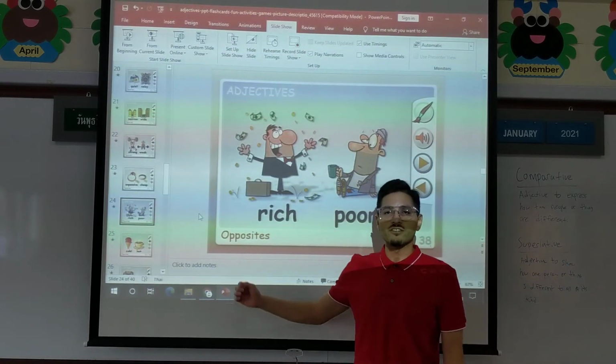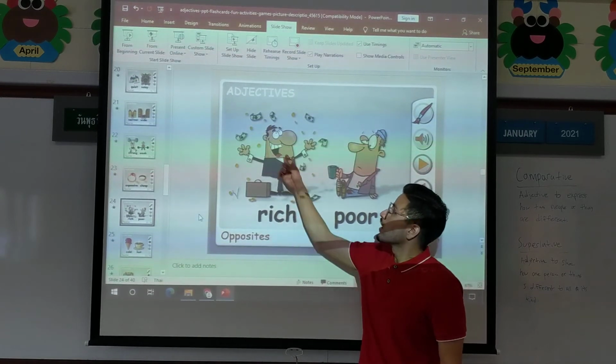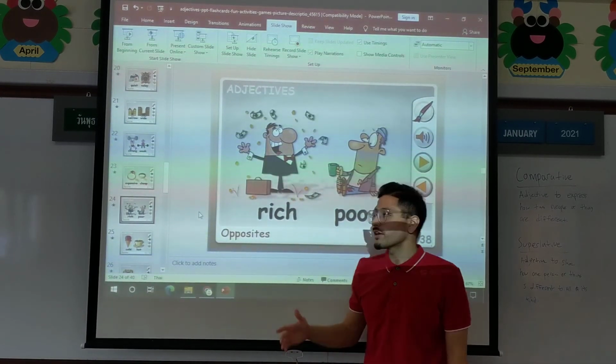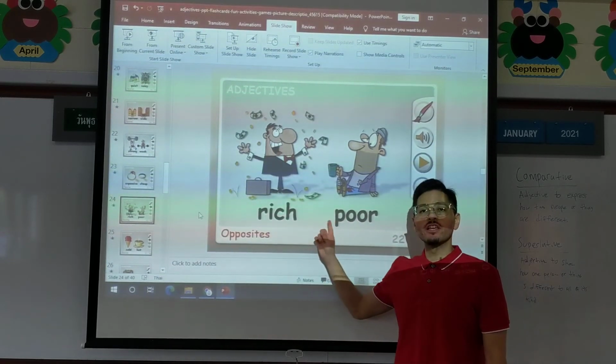Okay, these two adjectives. If you have a lot of money, you are rich. A lot of money. If you don't have a lot of money, you are poor. So the opposite of rich is poor.